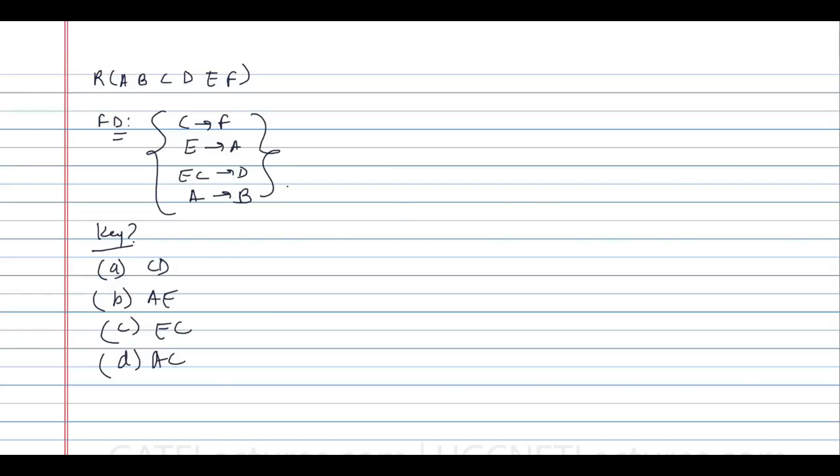Now you can see in all these 4 options, some of them may be a key, some of them may not be a key. So what is the easiest method of solving this? You can solve it in another method also, but what is the easiest method? If I take CD closure, then what are the attributes which we can determine? With the help of C, I can determine C. With the help of D, I can determine D. Now with the help of C, I can also determine F, right? And is there anything which we can determine? No. So we can only determine C, D and F.